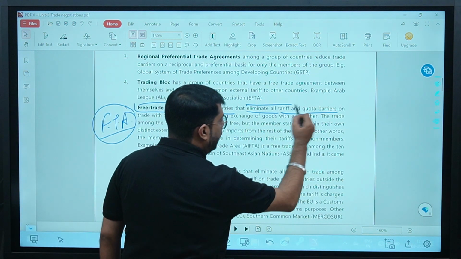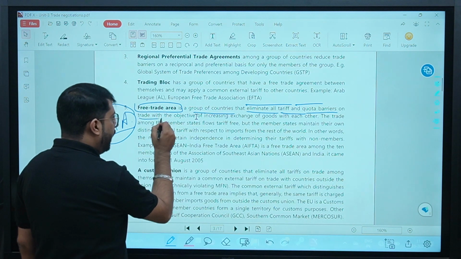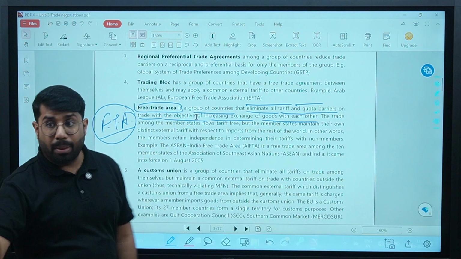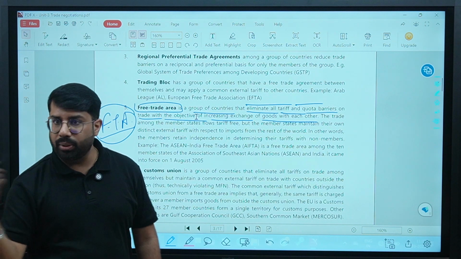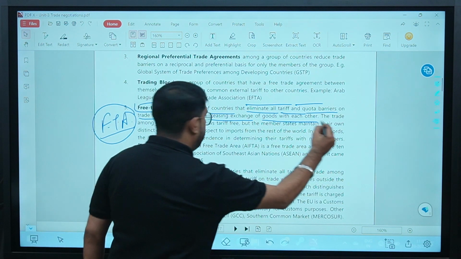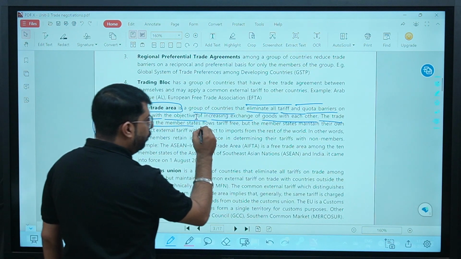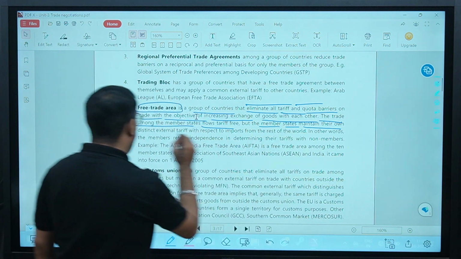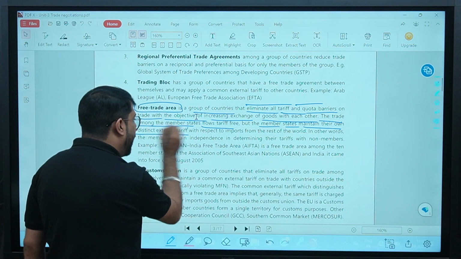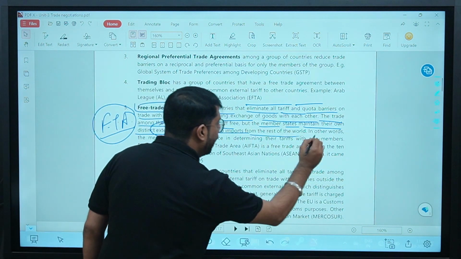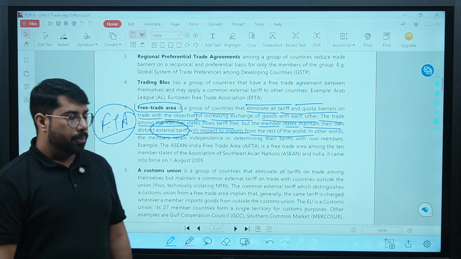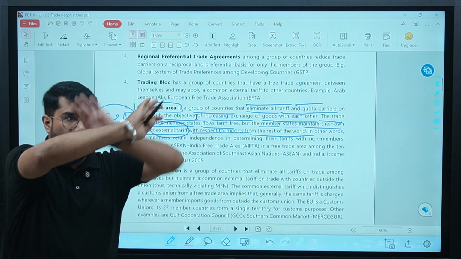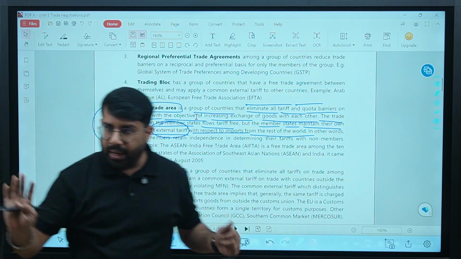That they will eliminate all tariff and quota barriers on trade with the objective of increasing exchange of goods with each other. Only with members, not the non-members. The trade among the member states flows tariff free, but the member states maintain their own distinctive external tariff with respect to imports from the rest of the world. Means within ourselves we will not charge any tariff, right?